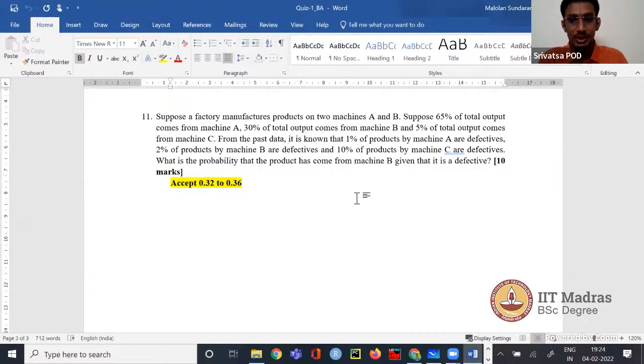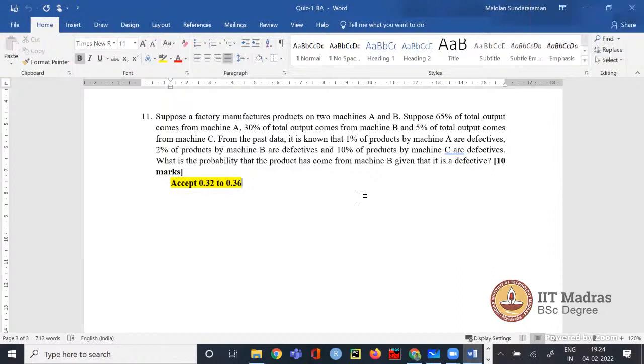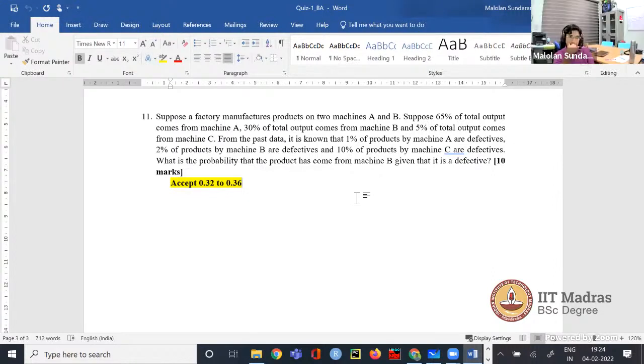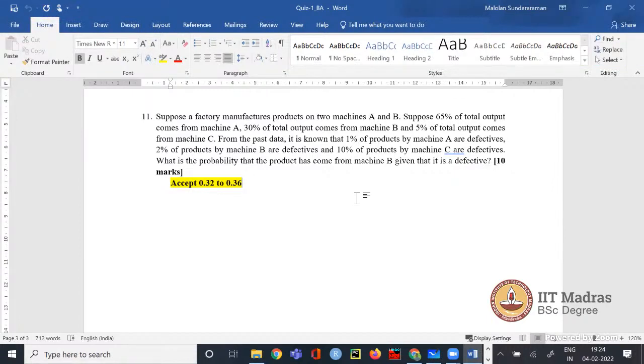In fact, this question has, I think, 10 marks weightage. I think it's not that difficult to solve. It's like the same question from the assignment. Not the same question, I think the values have changed, only the numbers have changed. It's a direct application.